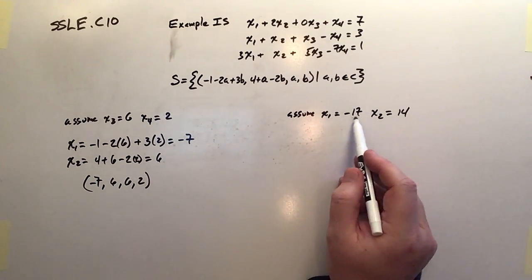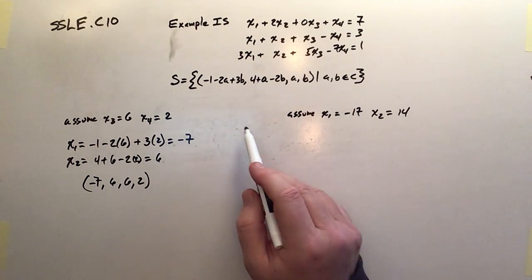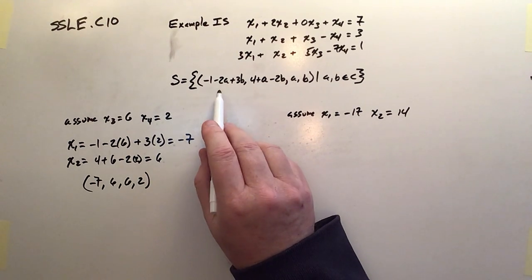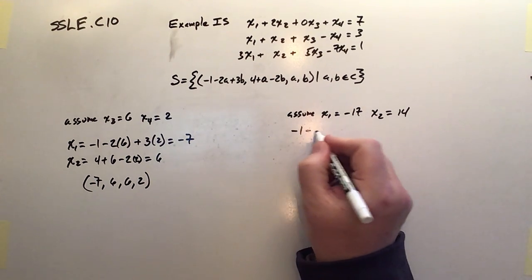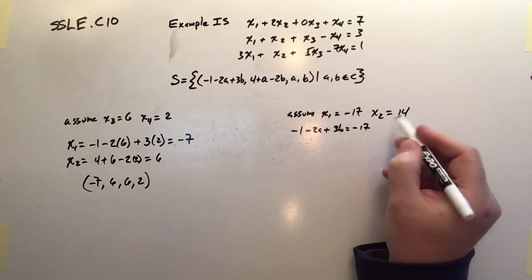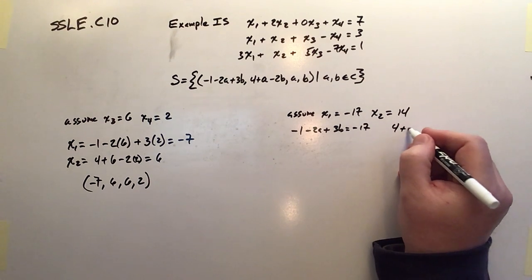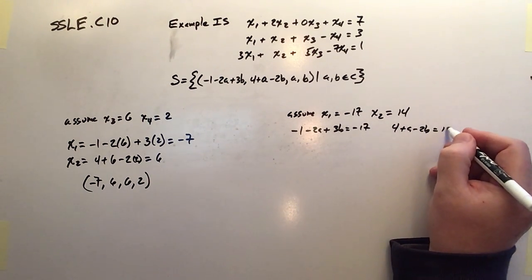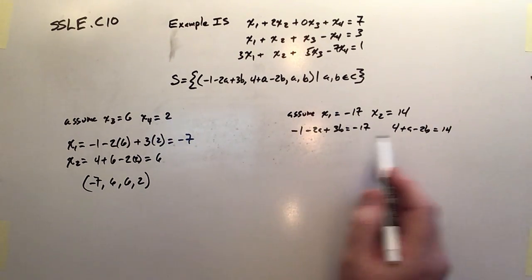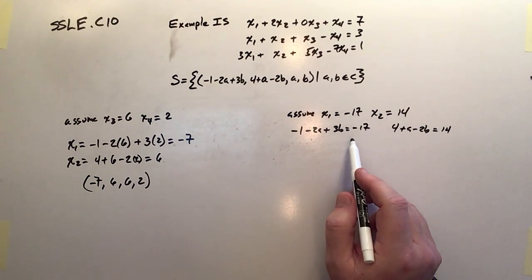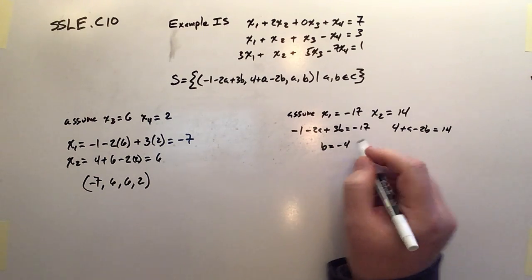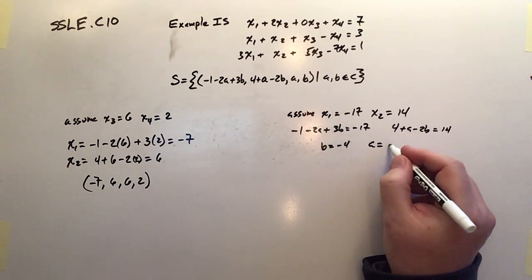Now let's assume that x1 is -17 and x2 is 14. This is a little more complex because now I have to set up a new system of equations. So with x1 being equal to -17, that means -1 minus 2a plus 3b is equal to -17. And further, 4 plus a minus 2b is equal to 14, okay? Well, that gives me a system of 2 equations with 2 unknowns, a and b. When you solve that system, you end up with the fact that b has to be equal to -4 and a has to be equal to 2.